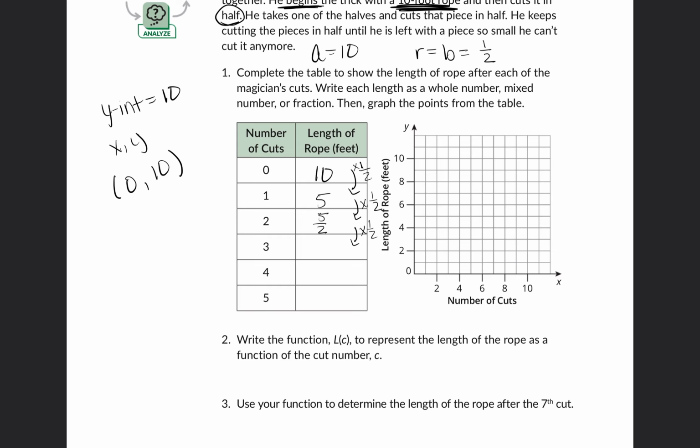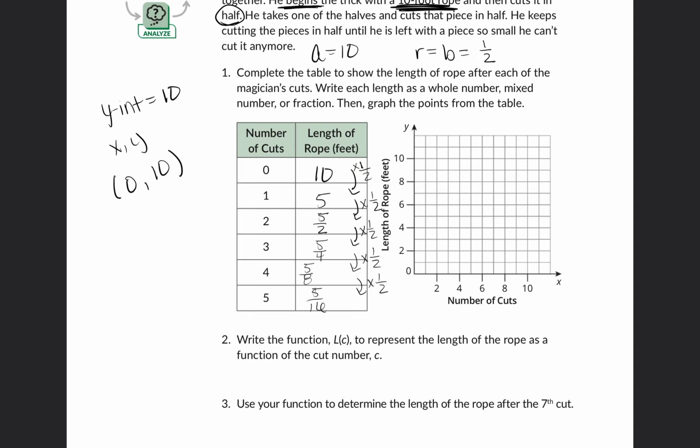Times 1/2, times 1/2, times 1/2. So then this is going to be, I'm sorry, this is going to be 5 over 4. Again, if you need to change it to a decimal, that's fine. For the sake of the notes, 5 over 8. And then it's going to be 5 over 16.